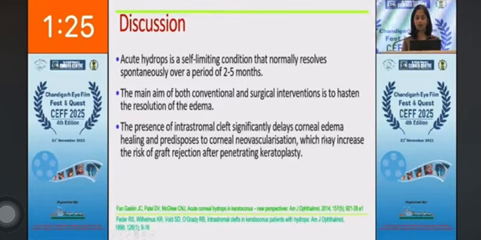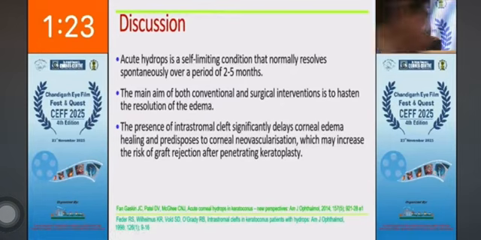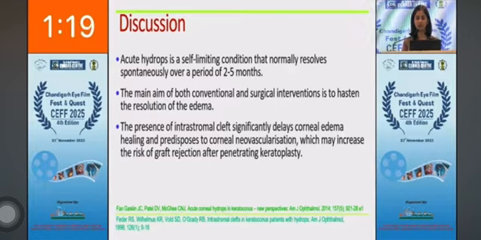Now coming to the discussion, acute hydrops is a self-limiting condition that normally resolves spontaneously over a period of 2 to 5 months. The main aim of both conventional and surgical intervention is to hasten the resolution of edema. The presence of intrastromal clefts significantly delays corneal edema healing and predisposes to corneal neovascularization, which may increase the risk of graft rejection after penetrating keratoplasty.